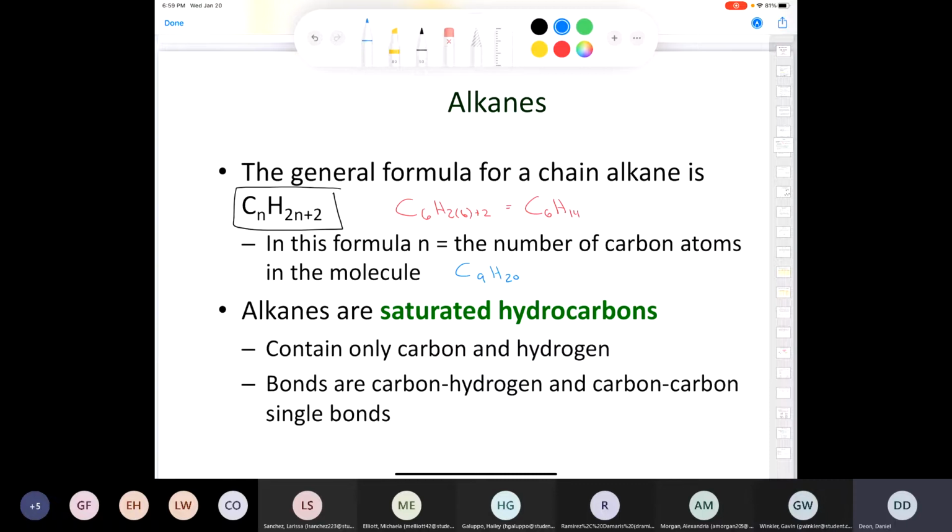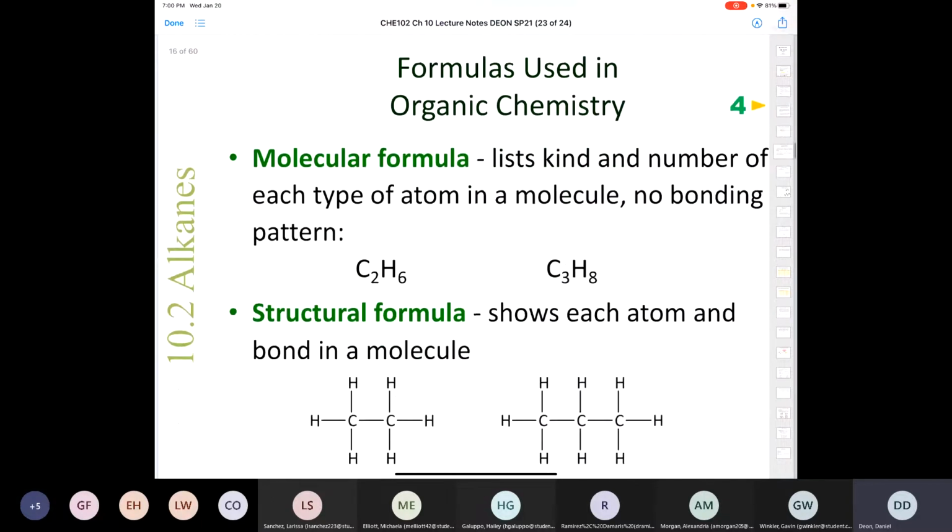So again, alkanes are saturated hydrocarbons. I'm repeating that from earlier this evening. They contain only carbon and hydrogen, and the only bonds you can have in an alkane are carbon-carbon bonds and carbon-hydrogen bonds. And another thing is that they're non-polar bonds. The reason we call alkanes saturated hydrocarbons is because they have the maximum number of bonds for every carbon. There are no double bonds, no triple bonds, no rings in a saturated hydrocarbon.